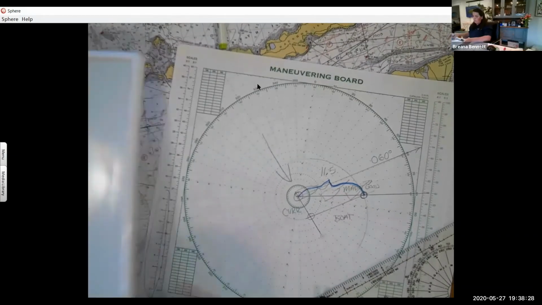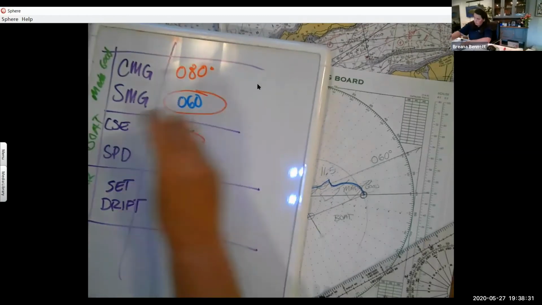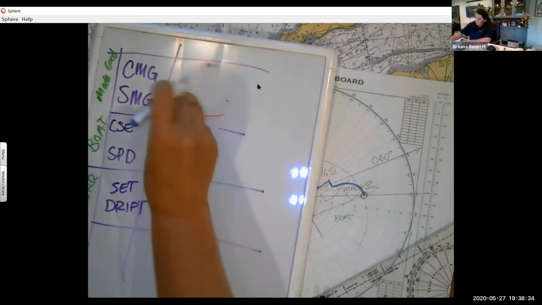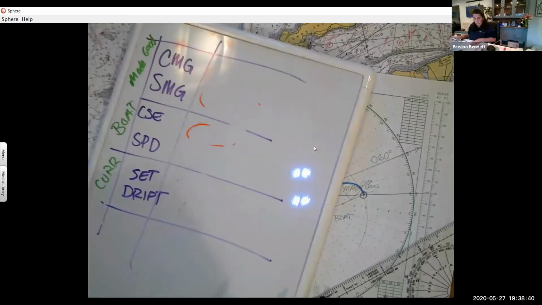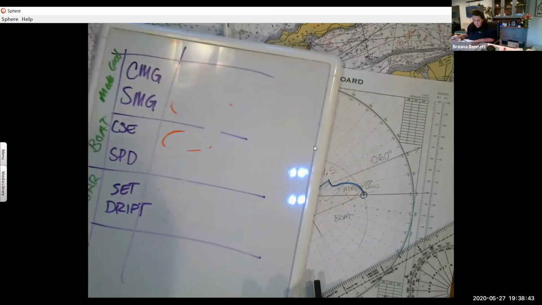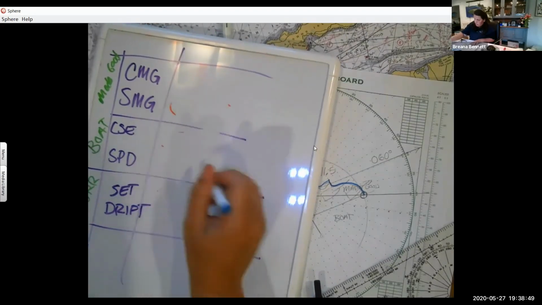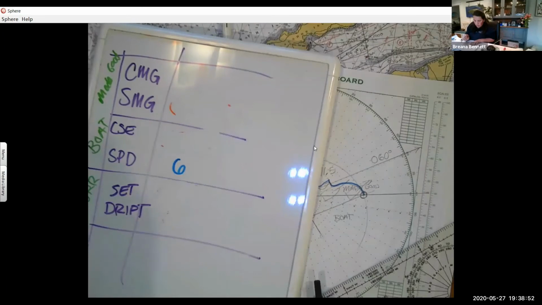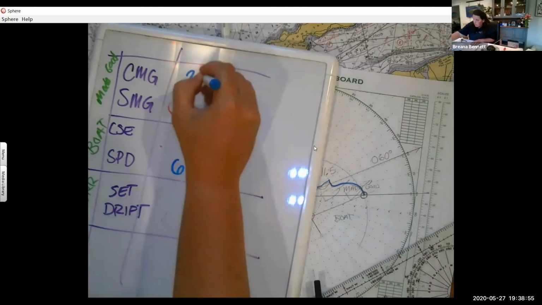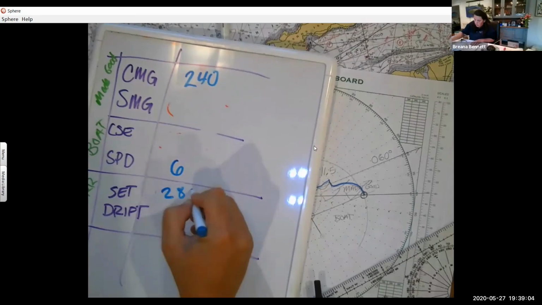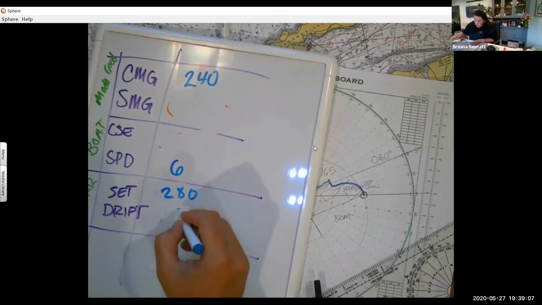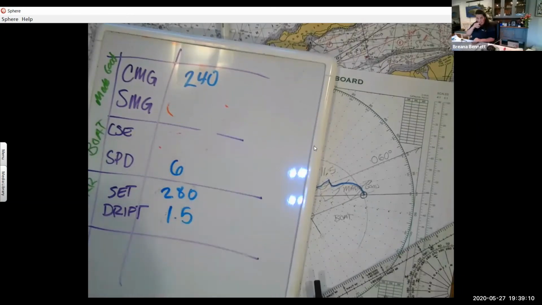We're gonna go to number 2. Number 2 tells us you are reaching at 6 knots. So our boat speed is 6. And you want to make good a course. So similar setup here. You want to make good a course of 240. The set and drift have been found to be 280 at 1.5. Okay.